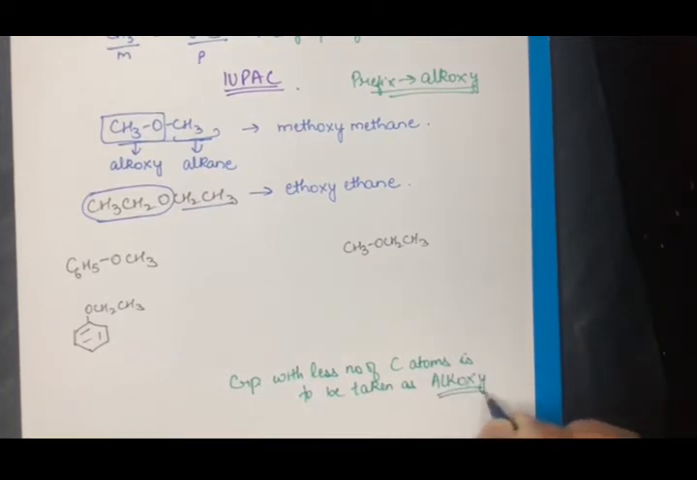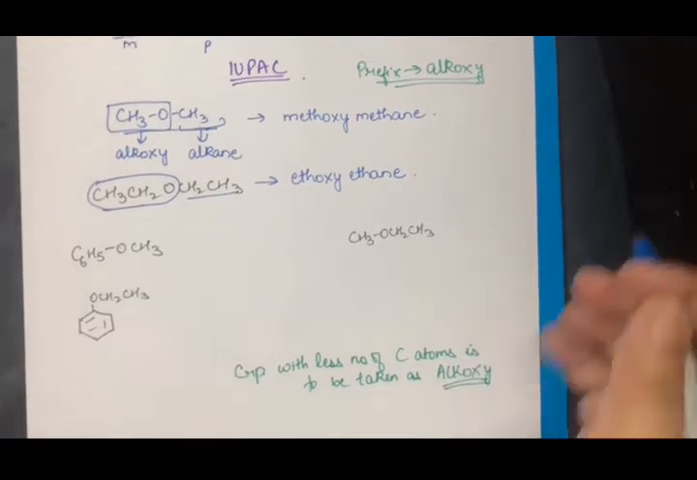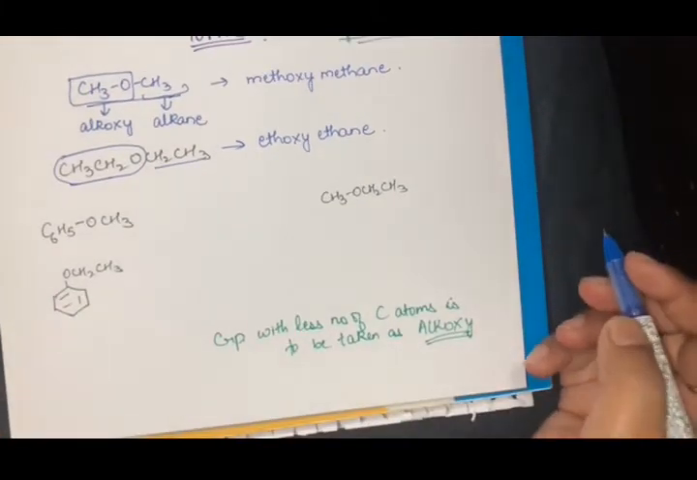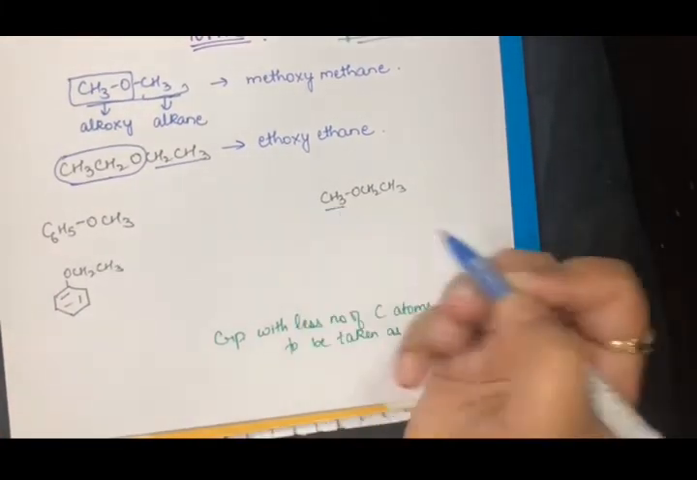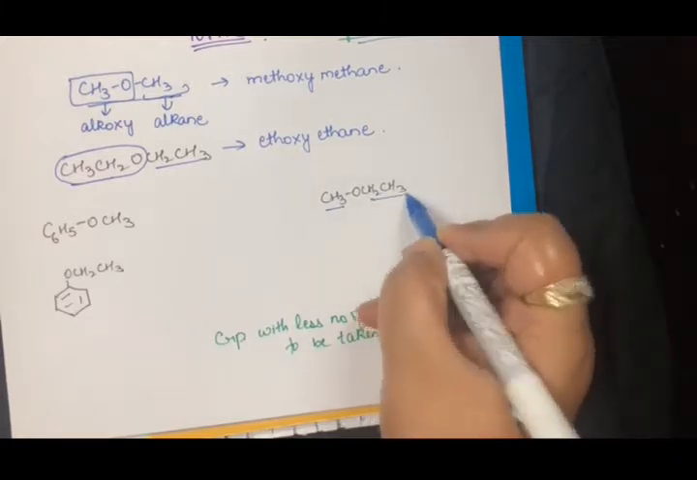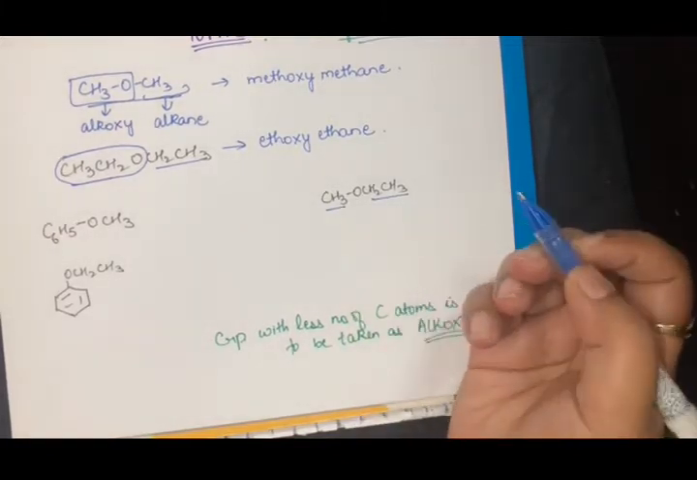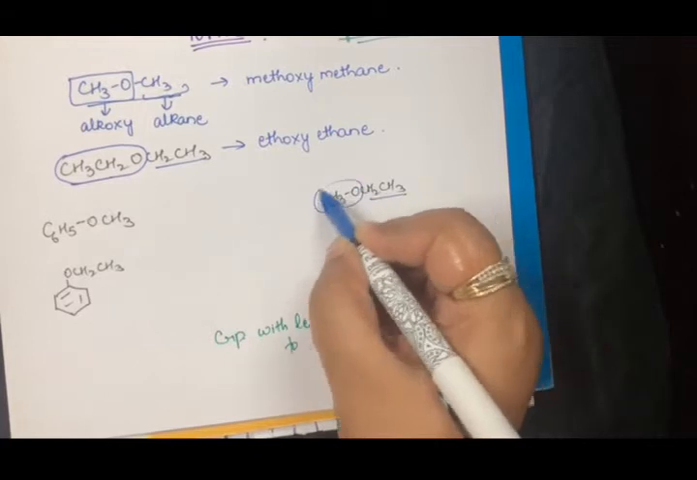So how will you decide which group is to be taken with the alkoxy and which is going to be my alkane parent chain? The group with the lesser number of carbons. So here in this example I have 1 carbon here, and the other side of the oxygen there are 2. So which is going to be alkoxy? This is going to be alkoxy.